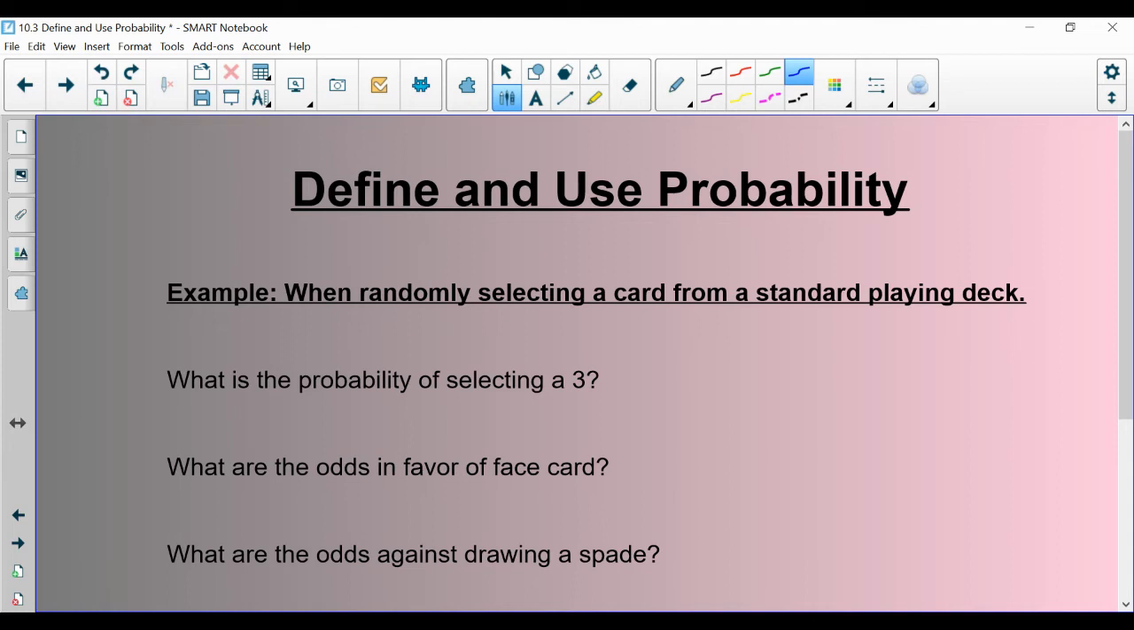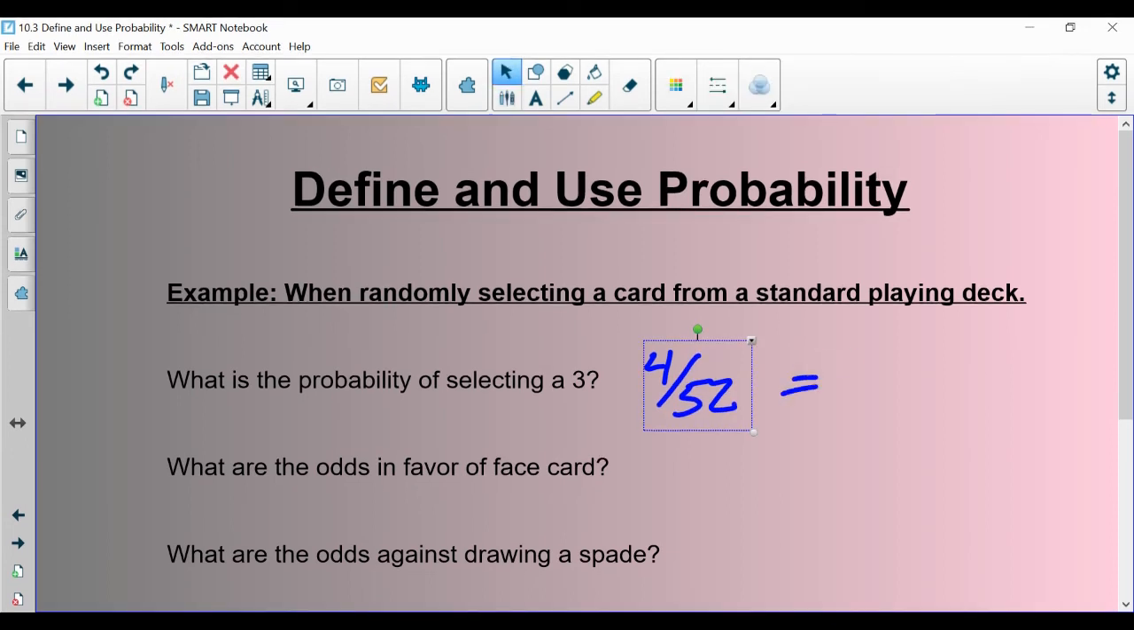So when randomly selecting a card from a standard playing deck, what is the probability of selecting a 3? So we need to know how many ways there are to succeed in drawing a 3. Well, there are 4 3s in a deck: 1 spade, 1 heart, 1 club, 1 diamond. And then how many total cards are there? Of course, there are 52, hence 52 pickup. And we need to reduce this to 1 out of 13. That would be the probability of selecting a 3 if I was randomly going to select a card from a standard deck.